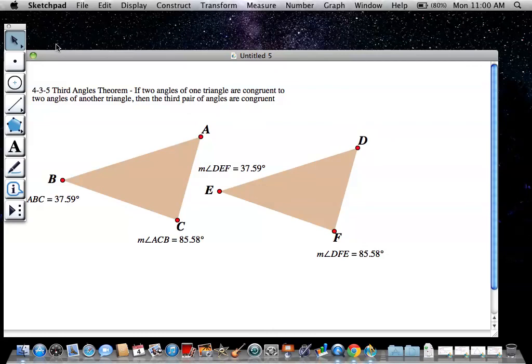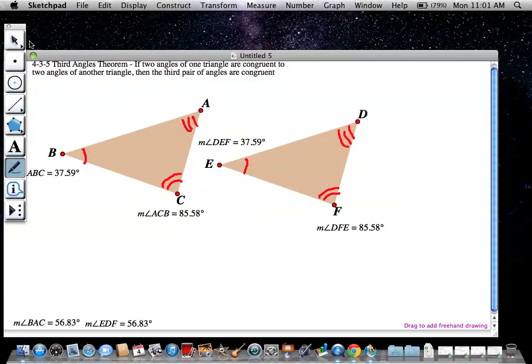The last theorem we have in this section is the third angles theorem. If two angles of one triangle are congruent to two angles of another triangle, then the third pair of angles are congruent. It sounds like a mouthful, but it's really not that difficult. If we look here, this angle is congruent to this one. This angle is congruent to this one. So if these two angles are the same and these two angles are the same, then this theorem says that this angle is the same as this angle. And if you notice, I've already marked them here.